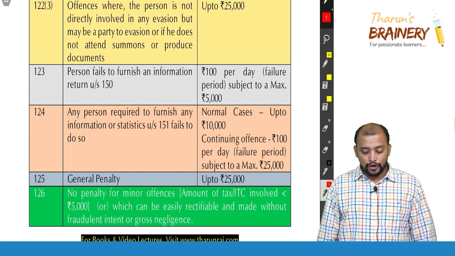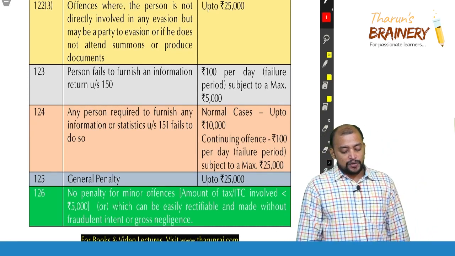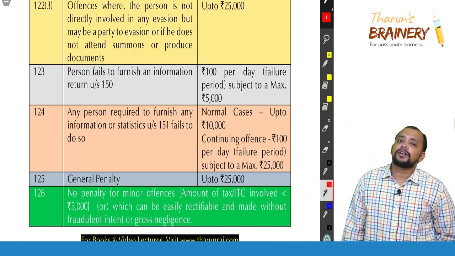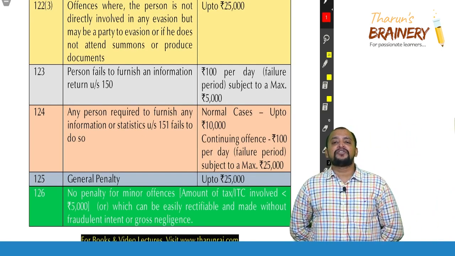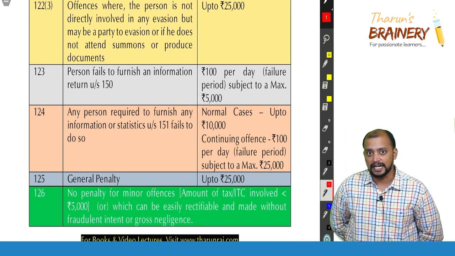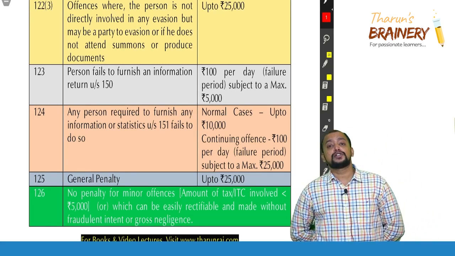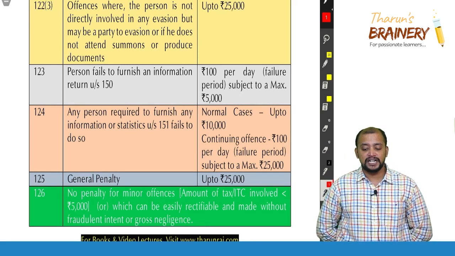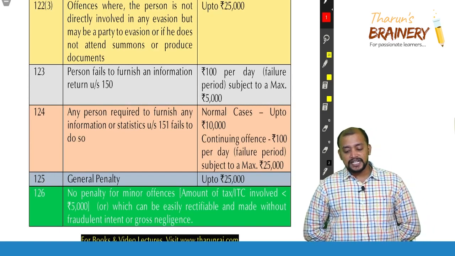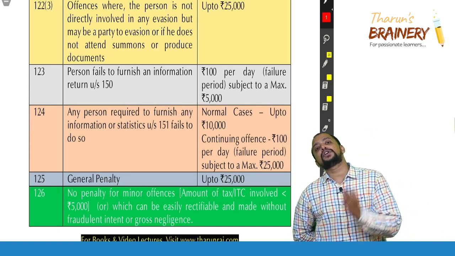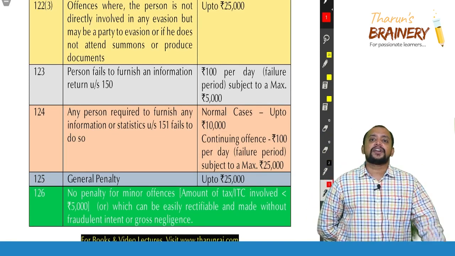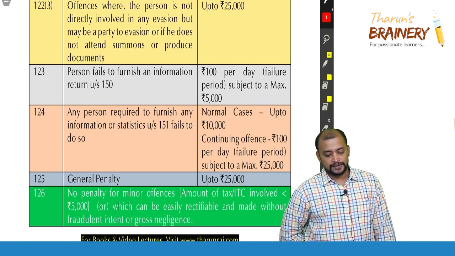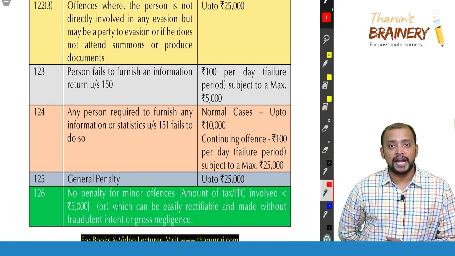Then 124 penalty. Any person required to furnish any information or statistics under section 151. Like information, they will ask a person to furnish the statistical data. If that person is not submitting the statistics, then if it is for the first time, the penalty will be up to 10,000. If it is a continuing offense, meaning a repeated offense, then 100 rupees per day, subject to a maximum of 25,000 rupees. So this is the 124 penalty.